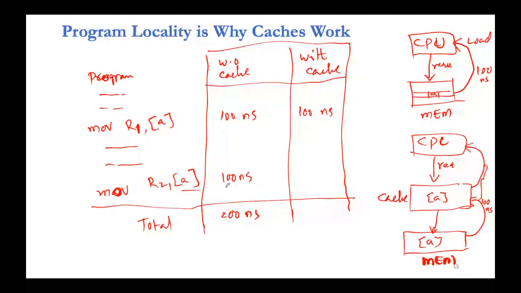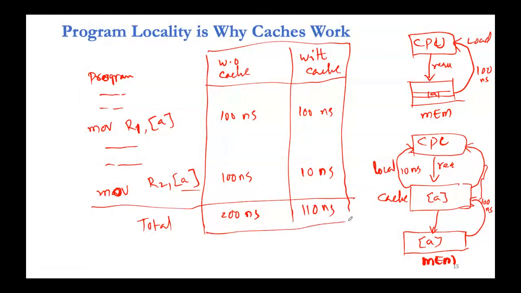But the second time it is executing, your CPU sends that request to your cache. The cache has one copy, so it is simply sent back, loaded to your CPU. If this cache is, suppose, L1 or L2 cache, it takes, suppose, 10 nanoseconds. So the second time it takes 10 nanoseconds.